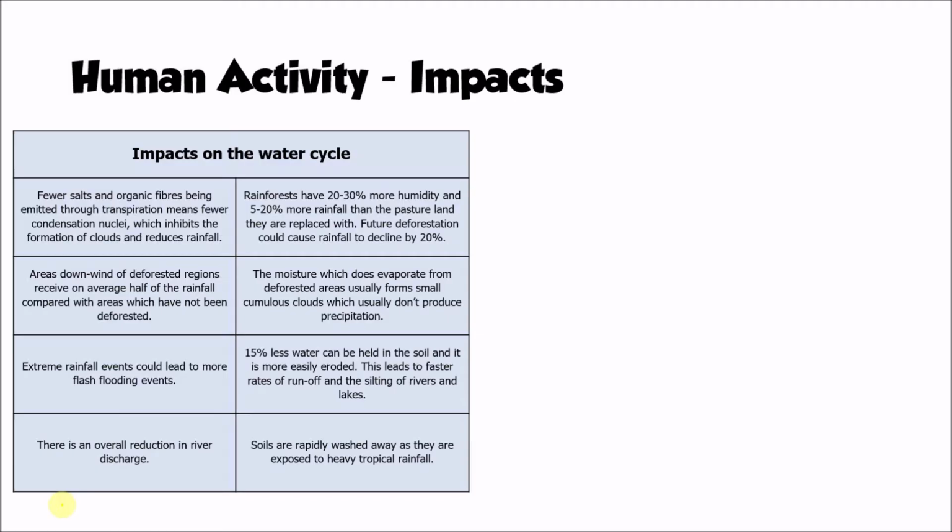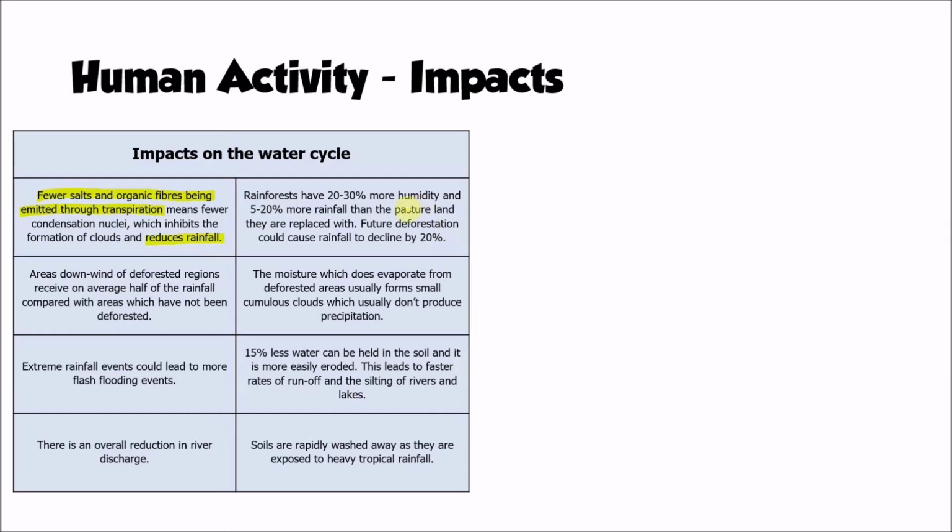So one of the issues associated with deforestation is the impact it has on rainfall. Because there are fewer trees, there's going to be less transpiration, and in particular fewer particles being released back into the atmosphere through that transpiration. We call these particles, these salts or organic fibres, condensation nuclei, and that's what clouds need in order to form. All water needs tiny little specks of something, tiny little aerosols to condense around, and without those we inhibit the formation of clouds, and therefore we find a reduction in the amount of rainfall.